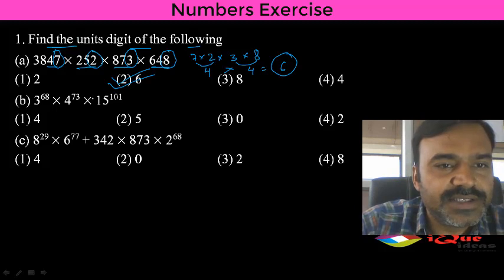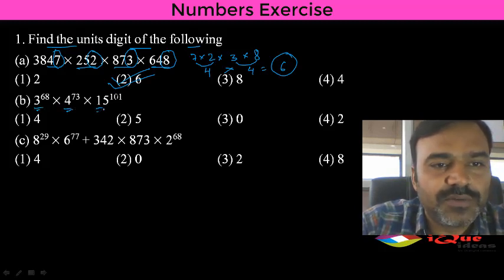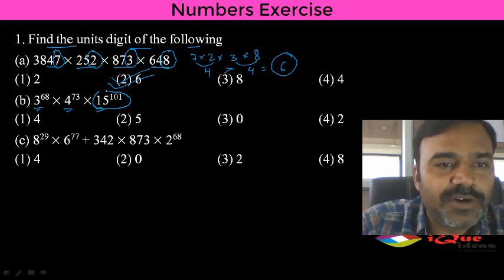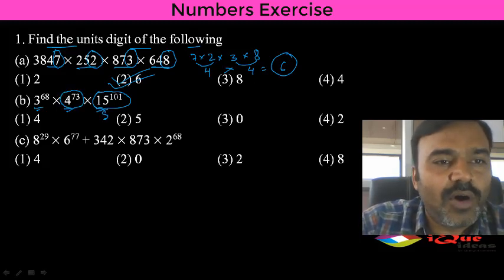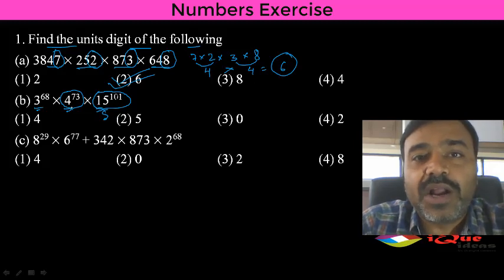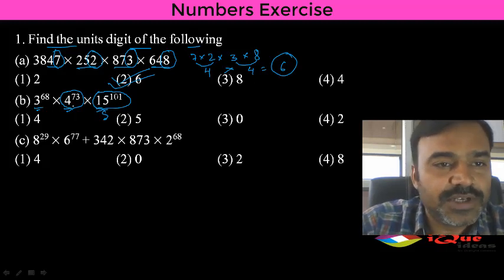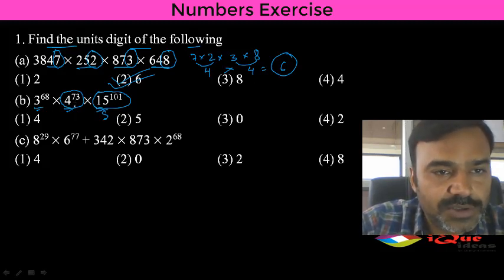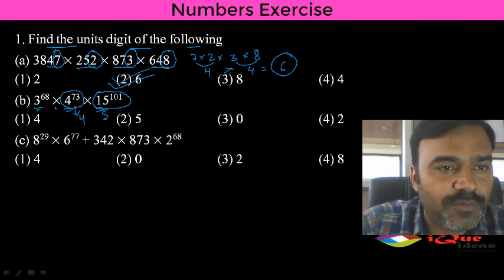Okay, now the second one, this is a situation of powers: 3 raised to 68 into 4 raised to 73 into 15 raised to 101. Now see, any number ending in 5, whatever power you take, unit digit will always remain 5. For 4, you just have to look at odd powers and even powers. 4 raised to the power odd number, the unit digit will always be 4. 4 raised to the power even number, unit digit will always be 6. So 4 raised to 73, 73 is an odd number. So unit digit of this number is going to be only 4.